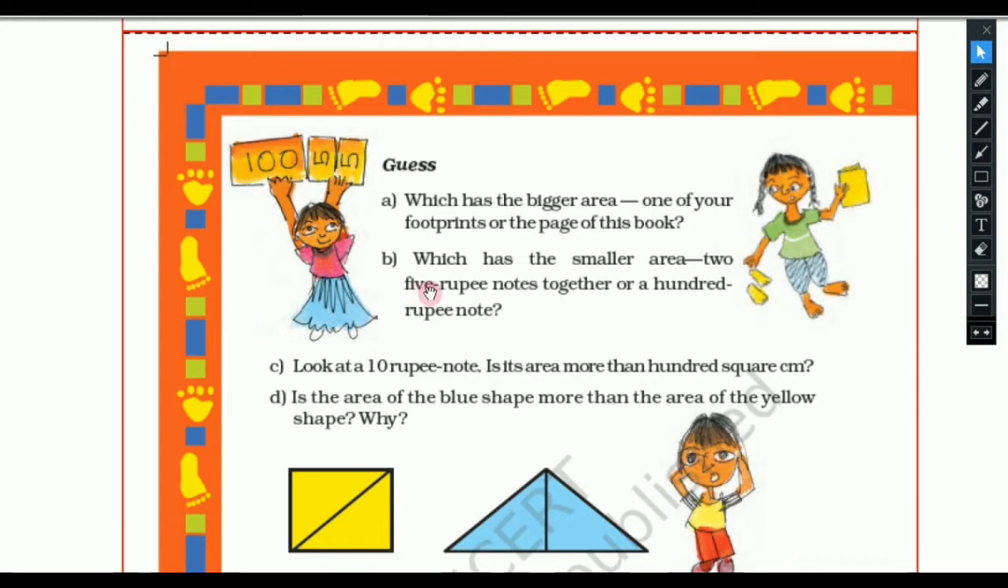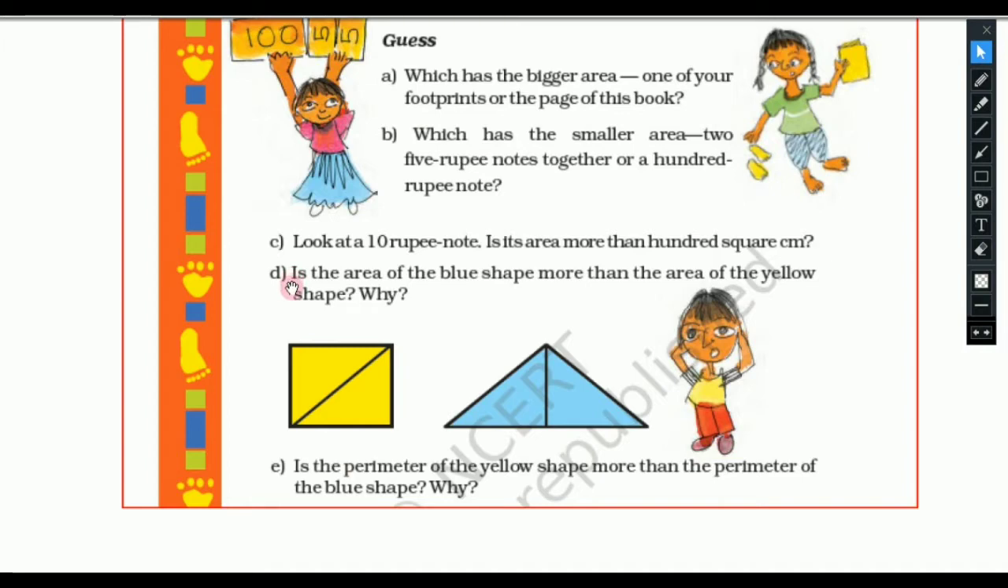Now question B. Which is the smaller area, two 5 rupee notes together or a 100 rupee note? Here also you should guess. What is your guess? Yes, a 100 rupee note has the smaller area than two 5 rupee notes together. Now let's move on to the next question.